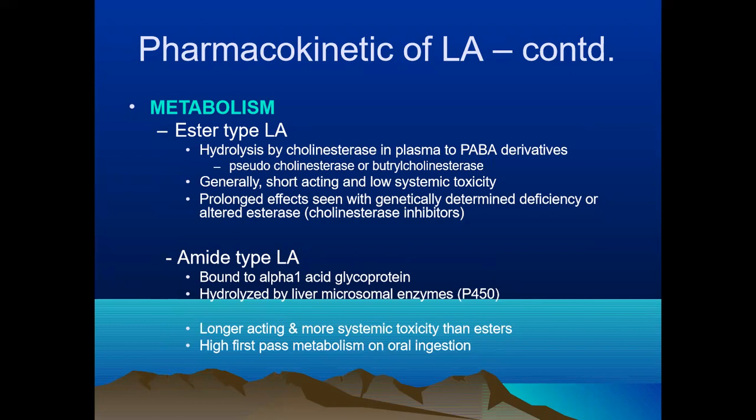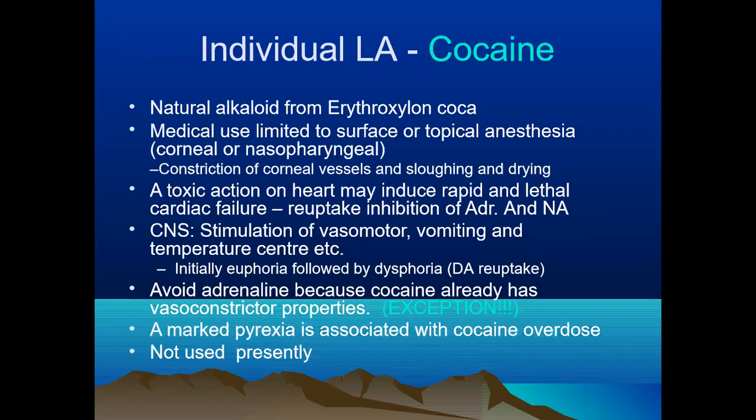So amide-type local anesthetics are bound to alpha-1 acid glycoprotein and metabolized by liver microsomal enzymes, that is the P450. They are long-acting and more systemically toxic than esters, with high first-pass metabolism on oral ingestion. That means if you give them orally, they will be destroyed before they do whatever they are supposed to do in the body.